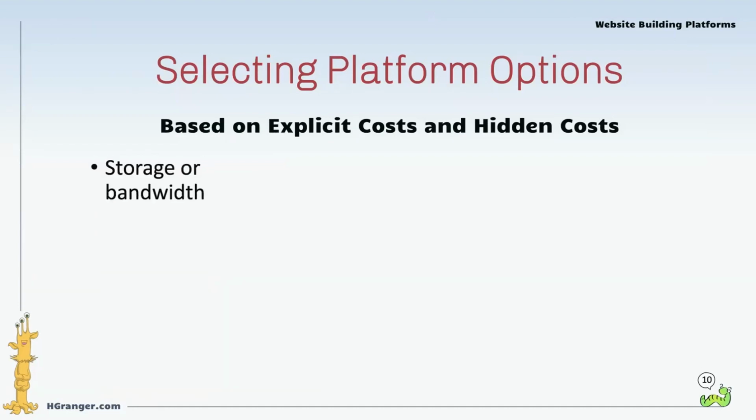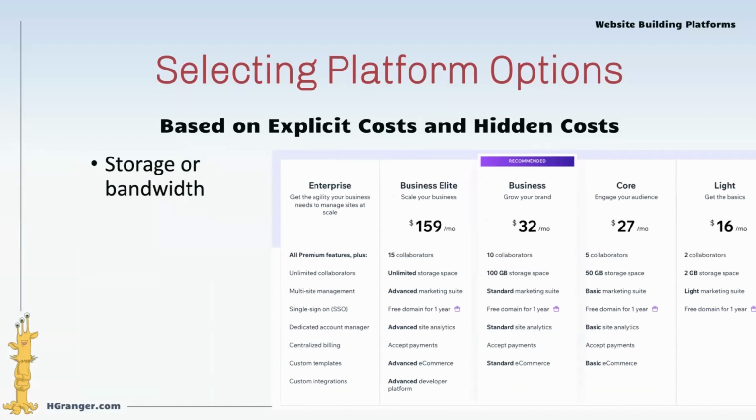So the last one, based on explicit costs and hidden costs, is probably the hardest and where you have to do your research. One of the things you're going to be looking at in terms of a cost is how much storage space you have. 2 gigabytes may sound like a lot, but that's pretty much what you have on your phone. So it's not that much storage space once you start getting a lot of images or a lot of inventory.